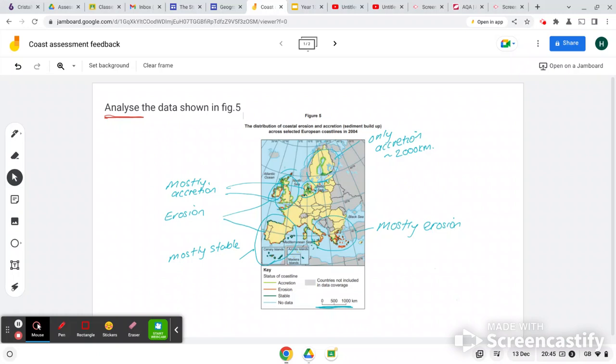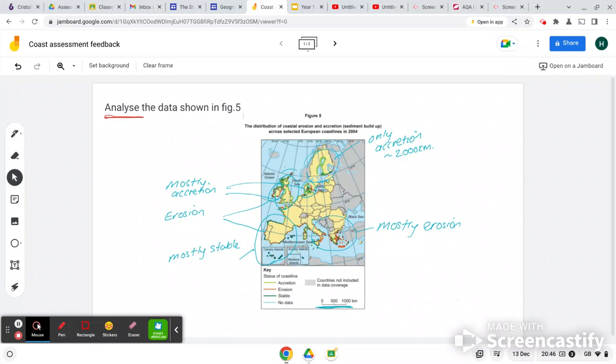We can also look for anomalies. So not all sheltered areas are experiencing just accretion. On the east coast of Italy, although this is a fairly sheltered area, we do have some erosion occurring as well. If you've got two figures, then you need to try and make links between them. However, if you only have the one figure, then you need to try and make links within that figure. So here that would be using the scale as well as the map.